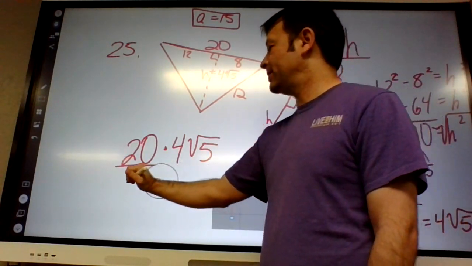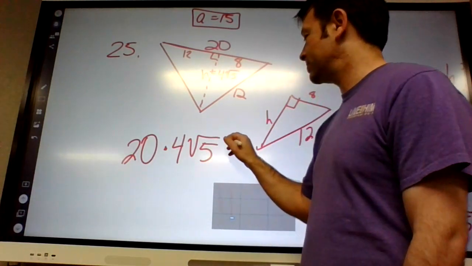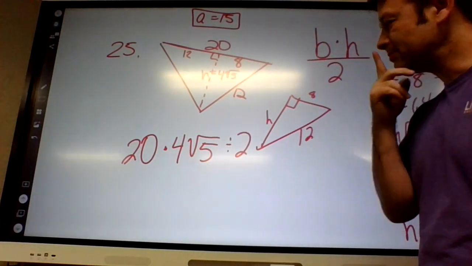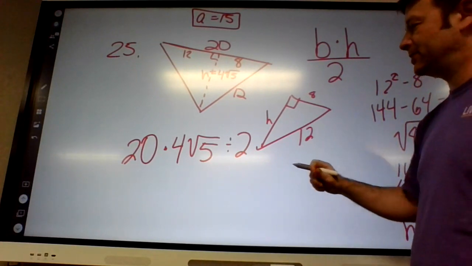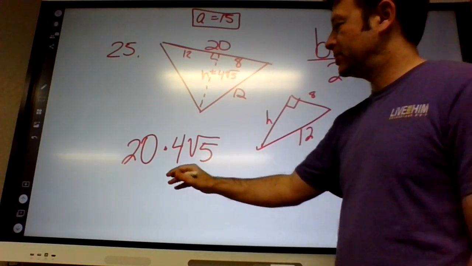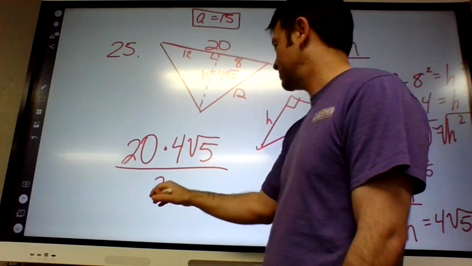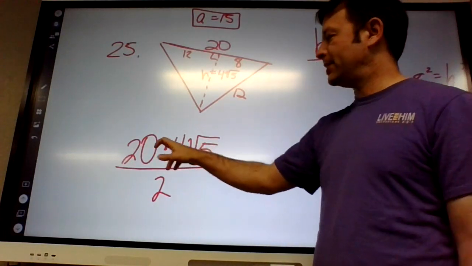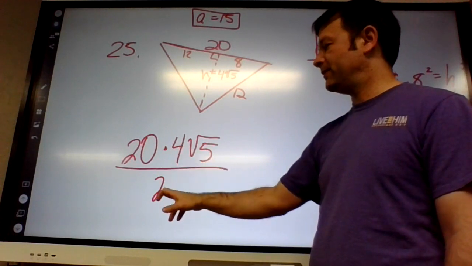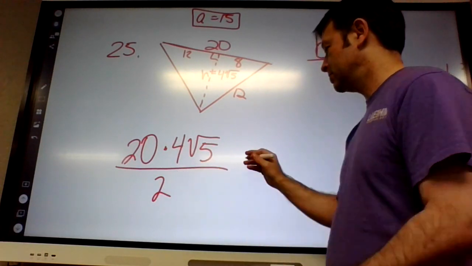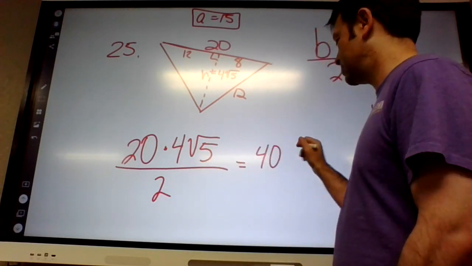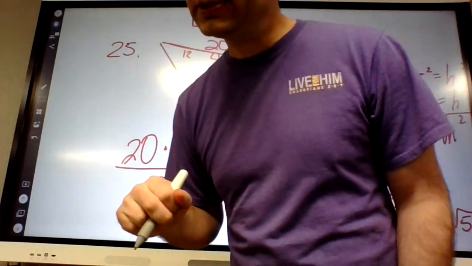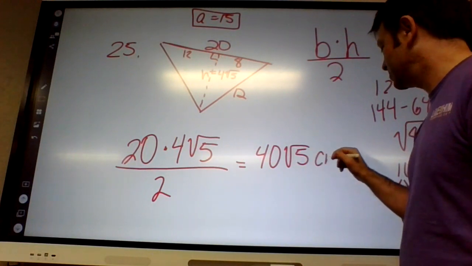By the way, on the calculator, you don't need a division bar on this one because multiply and divide doesn't really matter. You can just write that, it's fine. But the division bar works as well, so I kind of prefer it. 20 times 4 is 80. 80 divided by 2 is 40 square root 5. And what were the units on this one? Centimeters squared.